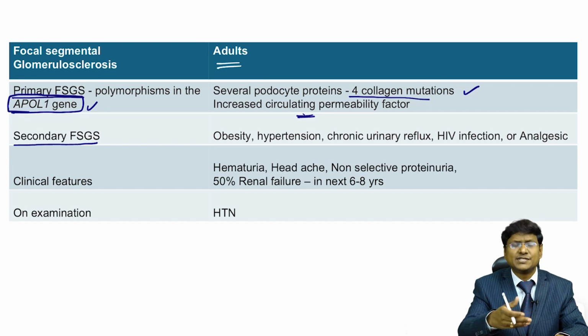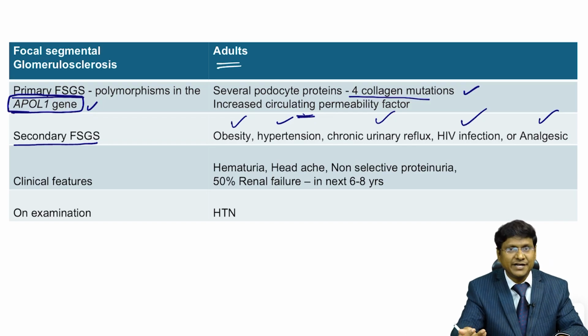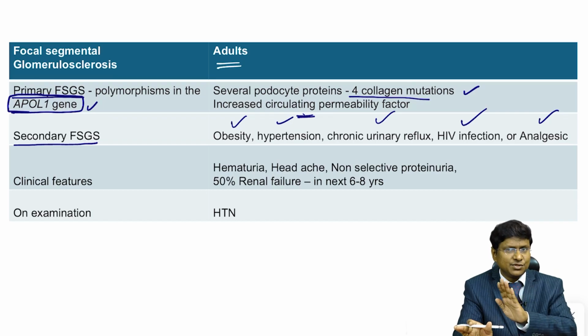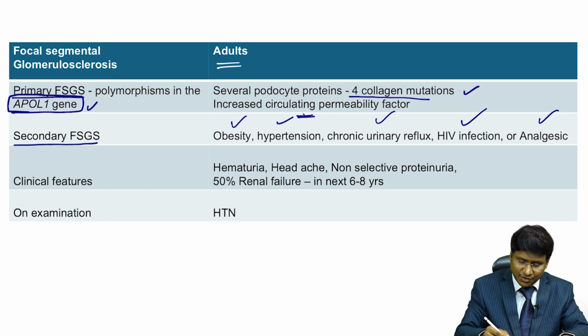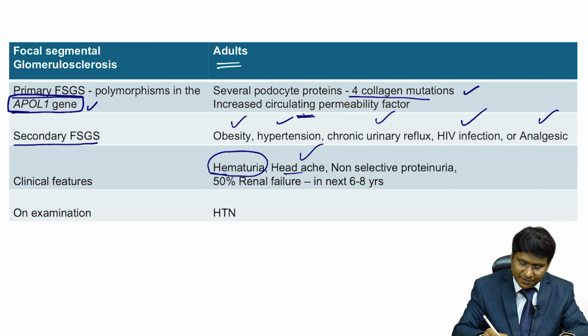Whereas secondary FSGS has a known etiology like obesity, HIV, and drugs like heroin and bisphosphonates, right? So obesity, hypertension, chronic urinary reflux, HIV infection, analgesic abuse, and bisphosphonates are the ones responsible for secondary FSGS. And usually in nephrotic syndrome you don't have hematuria, but FSGS is one particular etiology where you will have hematuria, and these patients will also have hypertension, which will be responsible for headache.